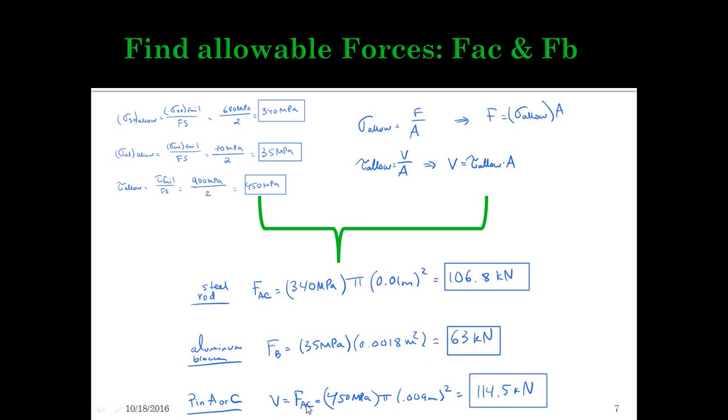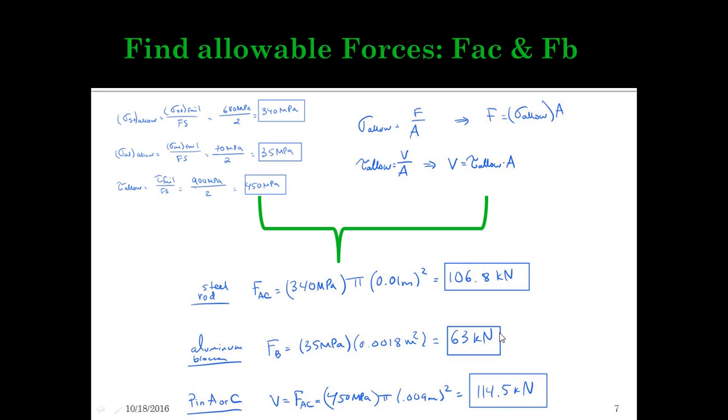And then for the pin, so the pins have some shear force, right? And that shear force is the same thing as FAC. So we have two potentially different values of FAC. This one is caused by the rod itself, whereas this one is caused by the pins. So 450 times pi r squared equals 114.5 kilonewtons.